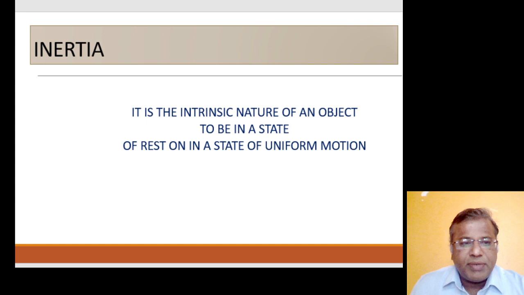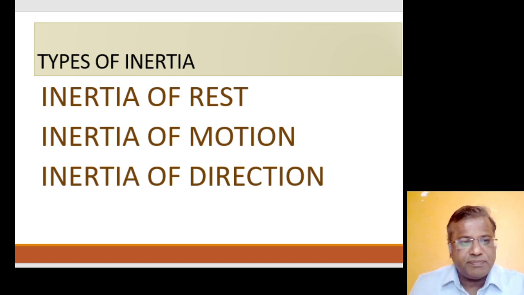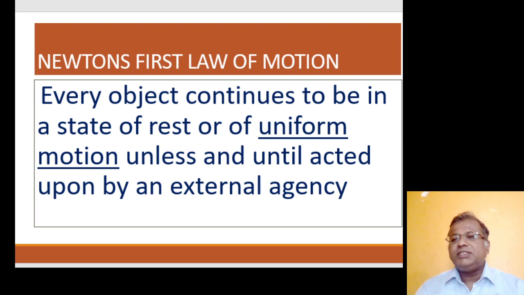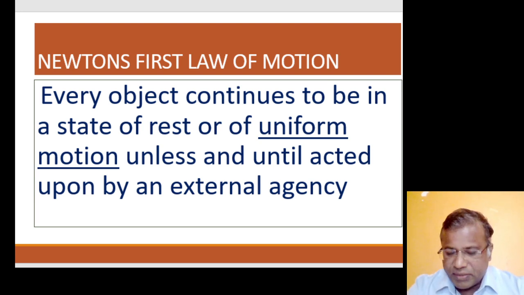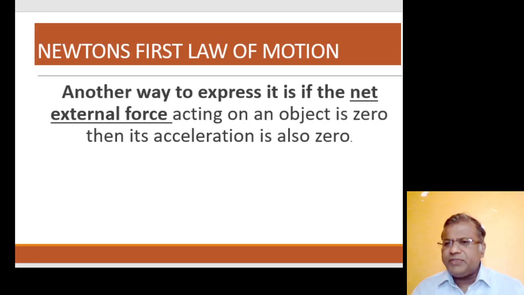Then we discussed a few examples, like the types of inertia. We saw that there is inertia of rest, inertia of motion, and inertia of direction. Then we took a few examples which you would have seen already in the previous videos. Then we discussed that anything which changes the state of inertia, like an object at rest that I want to make move, or an object in motion that I want to bring to rest, or change its direction, increase its speed, or decrease its speed, always requires one external agency. That external agency we call force. That is how we understand the concept of force.